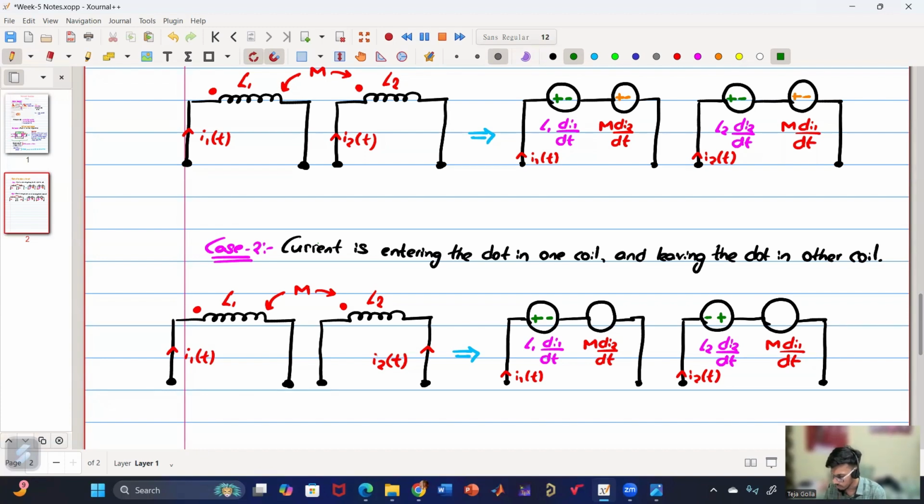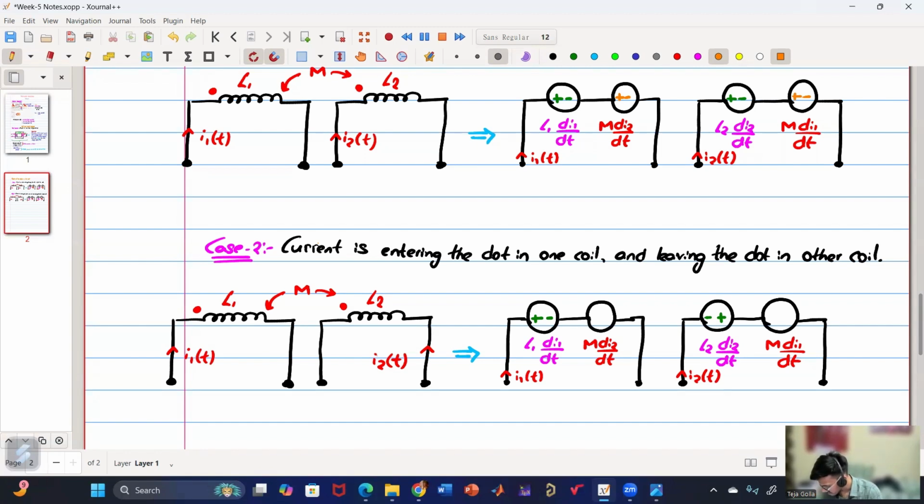Here, in the case above, I2 will be entering on that side. Yes, I2 is entering on this side. So now the polarity that we are going to discuss will be exactly opposite of the main. In the first case, it will be the same because both are entering. But in the second case, it will be the opposite, meaning there is a negative effect because current is entering one and current is leaving.